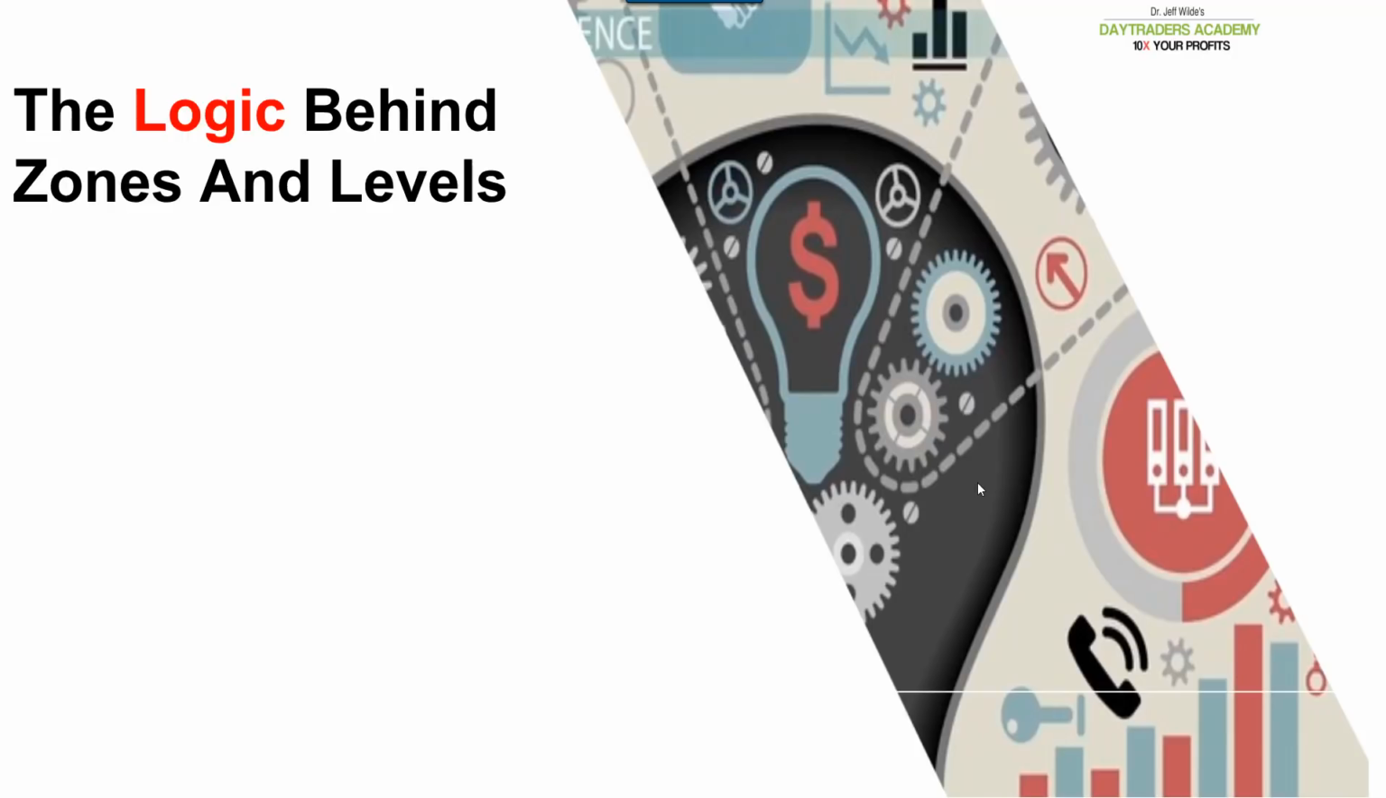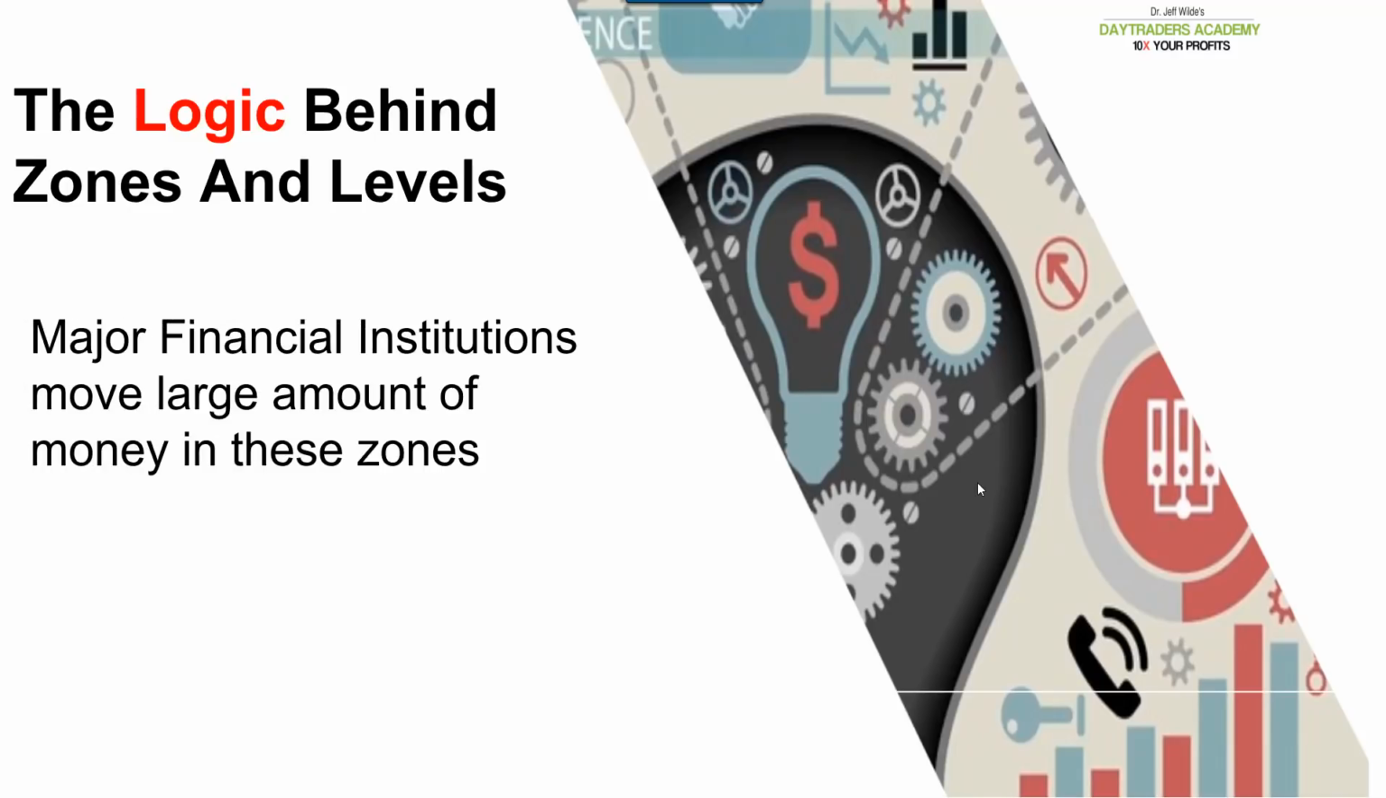Now, you have to really understand the logic behind the zones and levels. First of all, major financial institutions move large amounts of money in these zones, okay? Because a lot of the order flows come in at these big numbers, like in the pound, 1.25000 or 1.50000, let's say. Very easy for their customers to say, hey, buy at this big number, sell at this level, okay?